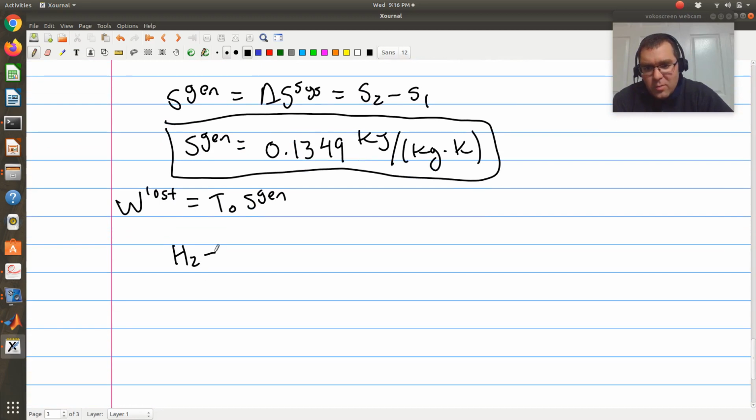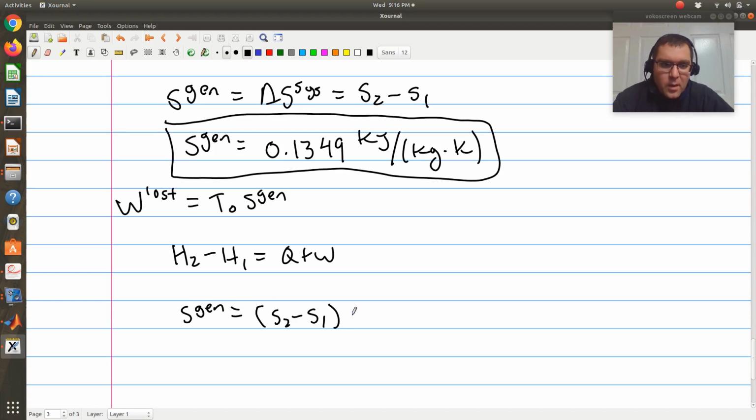If you write down our first law balance, we get H2 minus H1 is equal to Q plus W. Now from our entropy balance, we get Sgen is equal to delta S of my system, which I'll write as S2 minus S1, plus delta S of my bath, or my surroundings, which would be negative Q of my system over T bath, which they write as T naught.